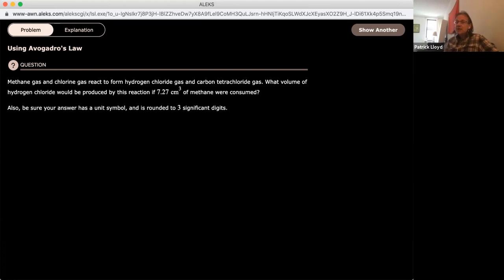So for this one, you've got to be able to write the balanced equation, okay? So methane, we've looked at it before, that's CH4. Chlorine is a diatomic, right? It's one of the 7 diatomics, so that's Cl2. They're going to react to form hydrogen chloride. Well, what's hydrogen chloride? HCl, hydrogen chloride, HCl. And carbon tetrachloride, carbon C, chloride Cl, tetrachloride Cl4, so CCl4. And then you just balance the equation, okay? So let me, over here.